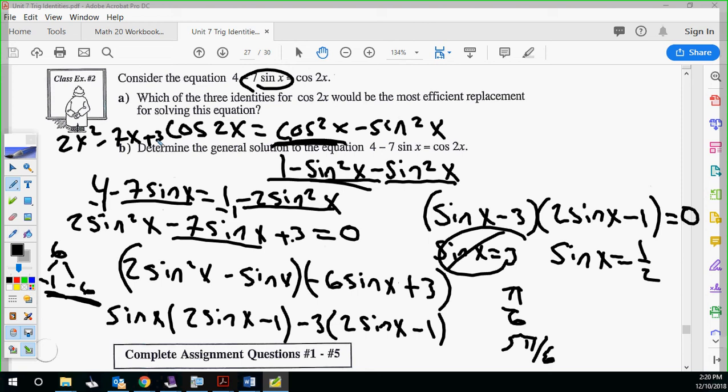Pi over 6, 5 pi over 6. It does say general solution, though. So it happens every pi over 6 plus 2 pi n, every 5 pi over 6 plus 2 pi n, and n an integer for both. Remember, it's 2 pi because every time you do a 2 pi, it's going to be around on that same spot because we're talking about radians.